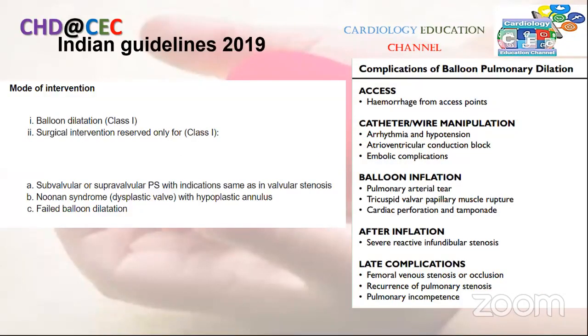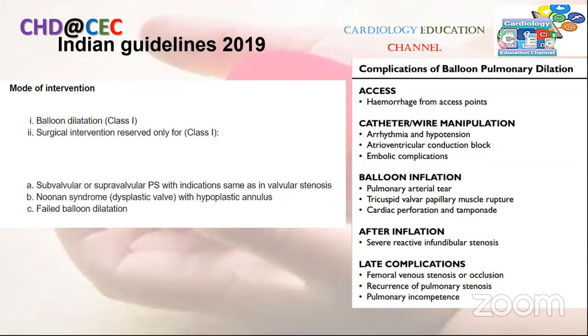The mode of intervention is balloon dilatation, class 1. Surgical intervention is reserved only for, and this is class 1 only, subvalvular or supravalvular pulmonary stenosis, with the same indication as in valvular stenosis, I mean the gradient. Noonan syndrome, dysplastic valve with hypoplastic annulus, because even if you dilate the valve, there is still a mechanical obstruction because of the small annulus.